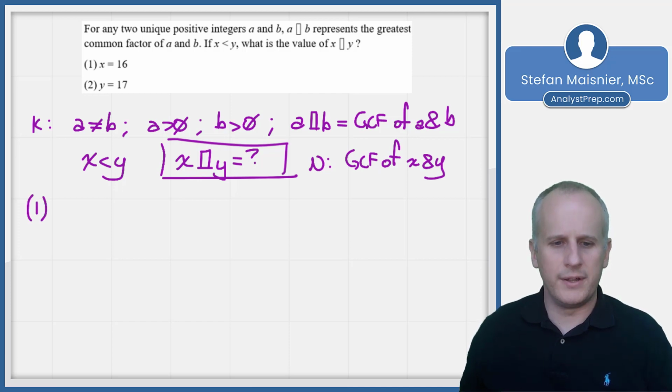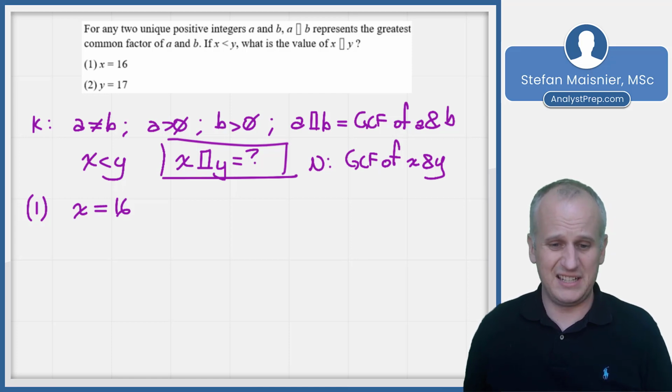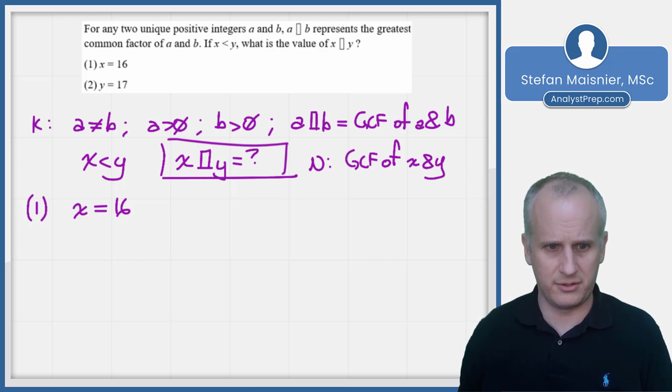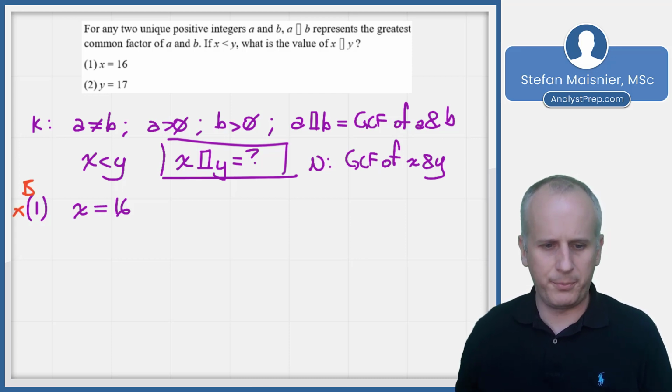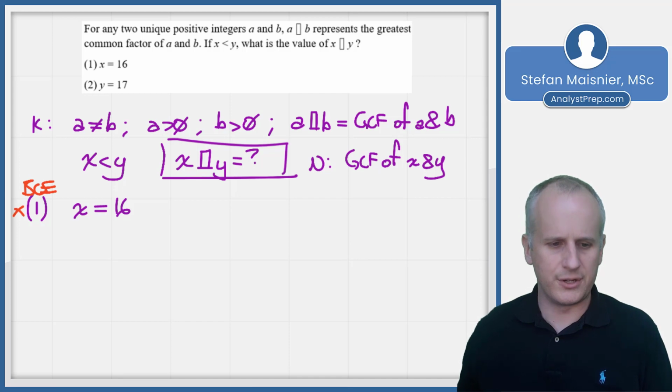So condition 1 says that X is equal to 16. Okay. Well, if y is equal to 32, the greatest common factor is 16, because 16 goes into 32. But if 16 and 30, well, then we know that it's just going to be 2, because 16 is divisible by 2, and that's a factor of 16, and 2 is a factor of 30, but nothing else would be. So we've got multiple possible outcomes, and so condition 1 by itself, not sufficient, and we're down to B, C, and E.